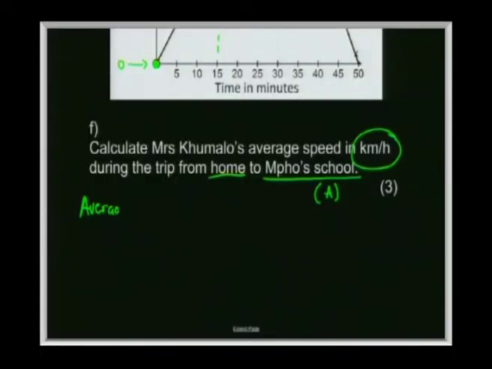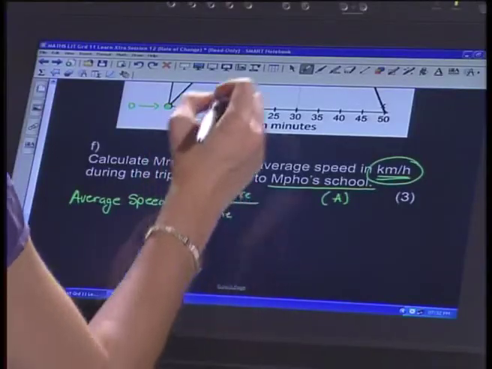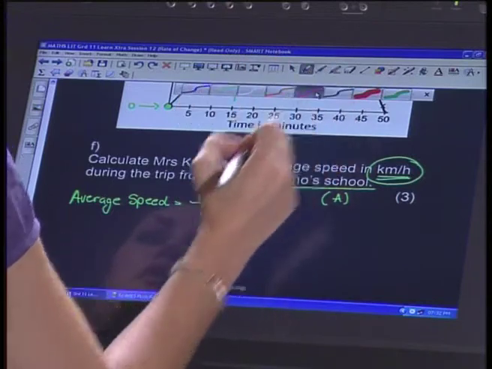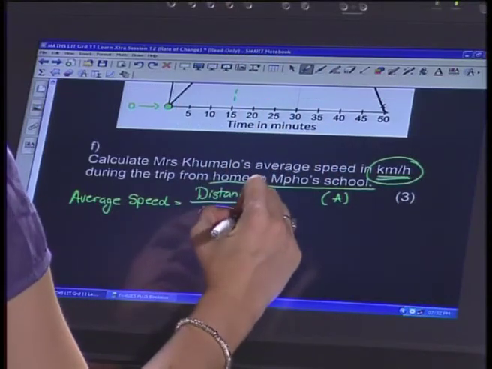Do you remember the average speed formula? Let's write it down so you remember. Average speed is equal to distance over time. Now, once again, we have to remember that we've been asked to give our answer in kilometers per hour, but our time has been given in minutes.